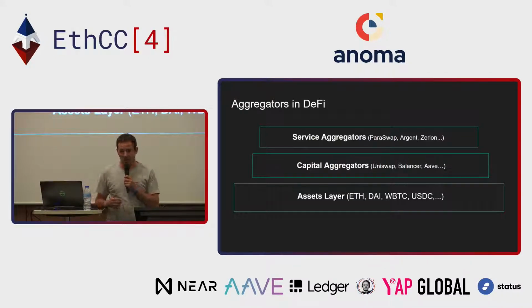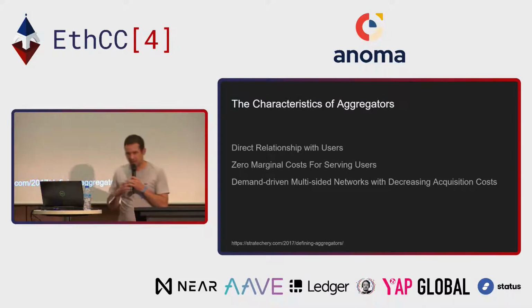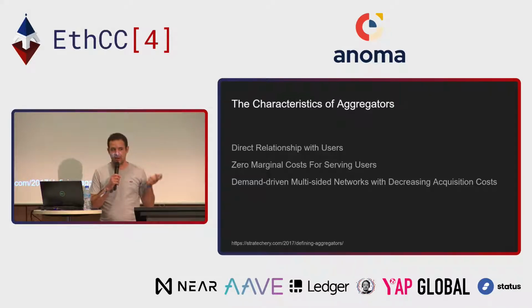Where is this coming from? It's coming from Ben Thompson's aggregation theory, which tries to create a literature behind aggregation in the context of Web 2.0. And here we try to find parallels in Web 3.0. Ben Thompson, with the aggregation theory, defines aggregators as those who have three characteristics.